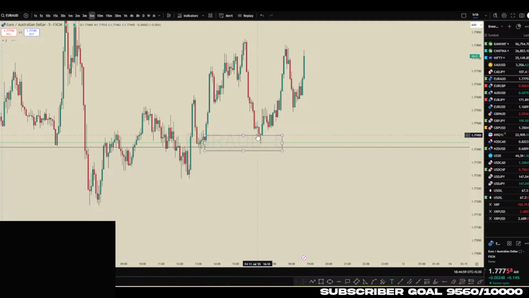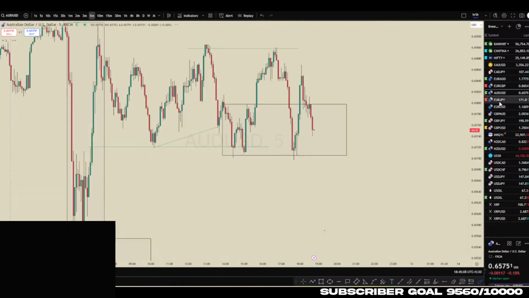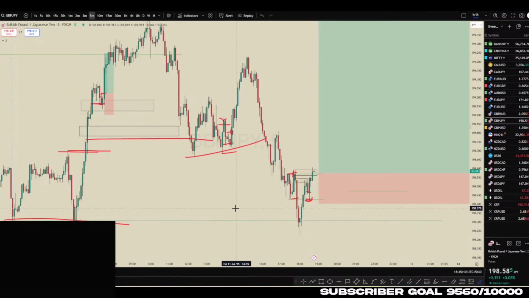On EURAUD also, price played from an order block. It swept out the previous liquidity and the next high is our target. But I was more interested in GJ.